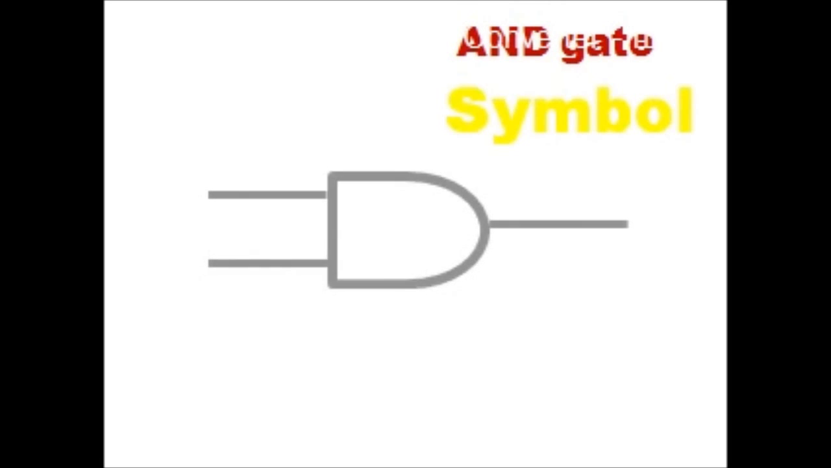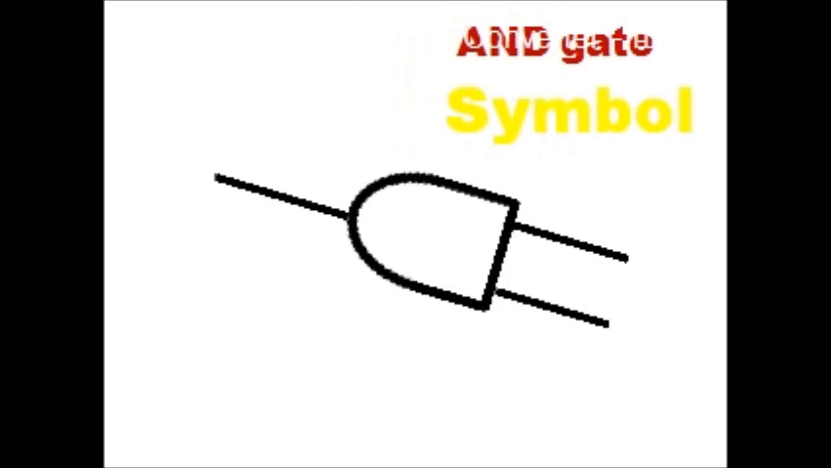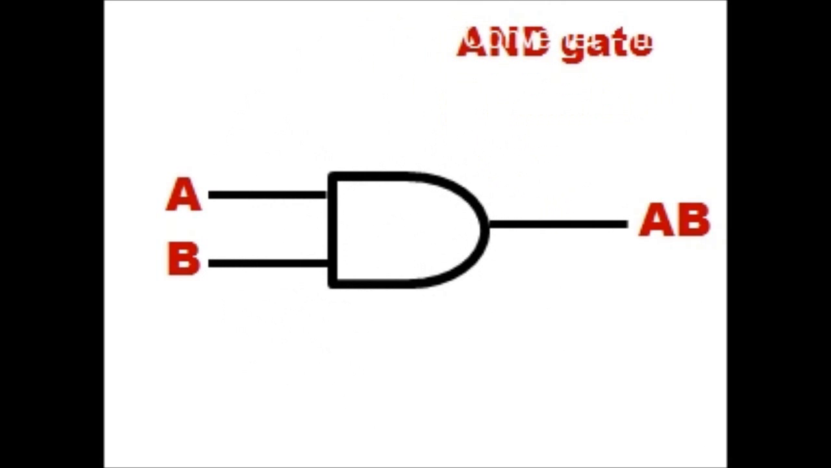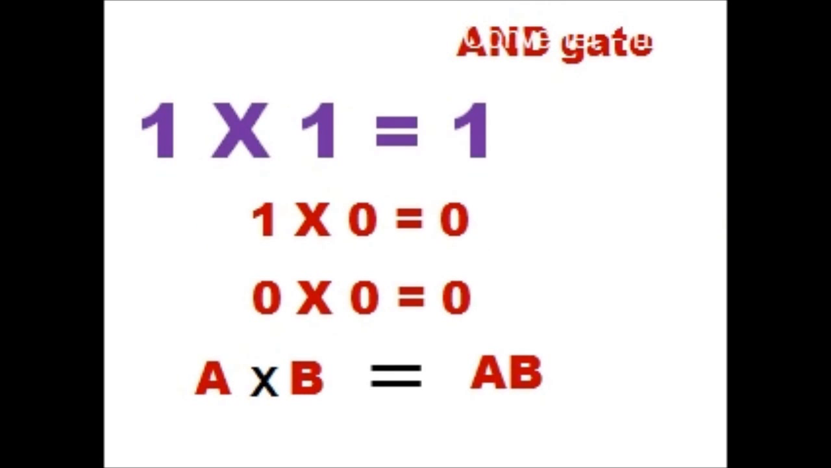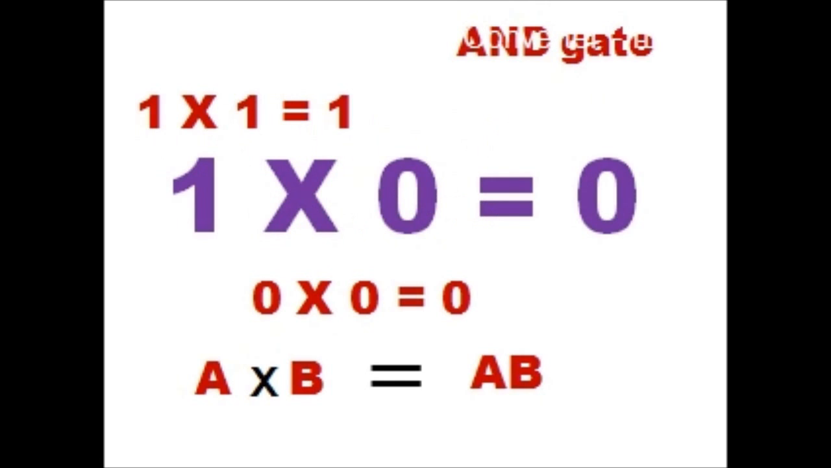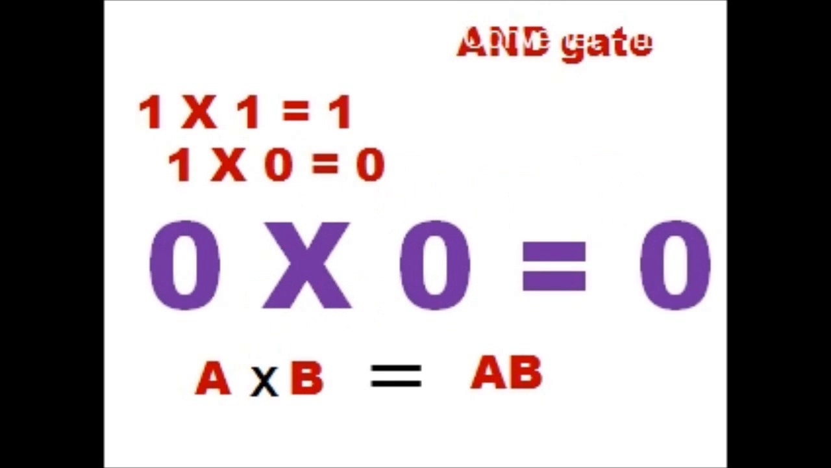The AND gate symbol is shown. 2 inputs, 1 output. Input A and B. Like 1 times 1 will give 1. Input 1 times input 0 will give an output of 0. Input 0 times input 0 will give an output of 0.